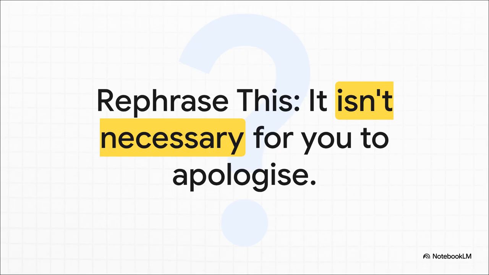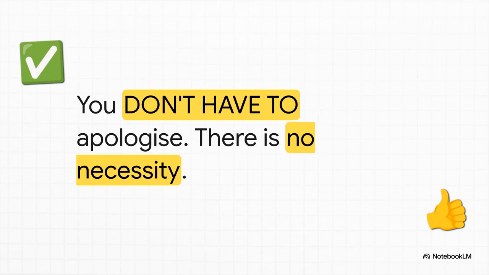Let's rephrase this sentence. It isn't necessary for you to apologize. Think about it. Is there any obligation here? Any rule? And the answer is, you don't have to apologize. Perfect. The key clue there was the phrase, it isn't necessary. That tells you right away that it's optional. It's a personal choice. And hey, you could also say, you needn't apologize, right? See? You're totally getting the hang of this.